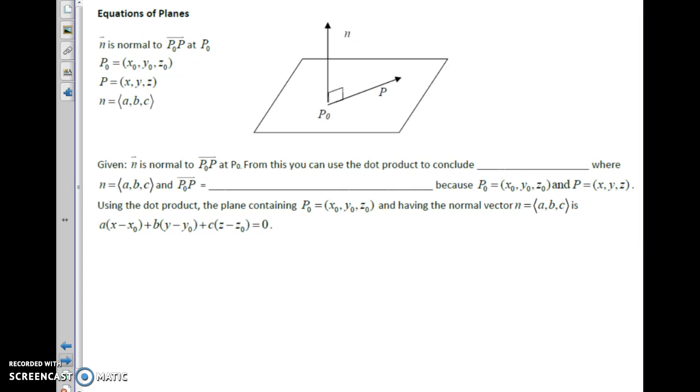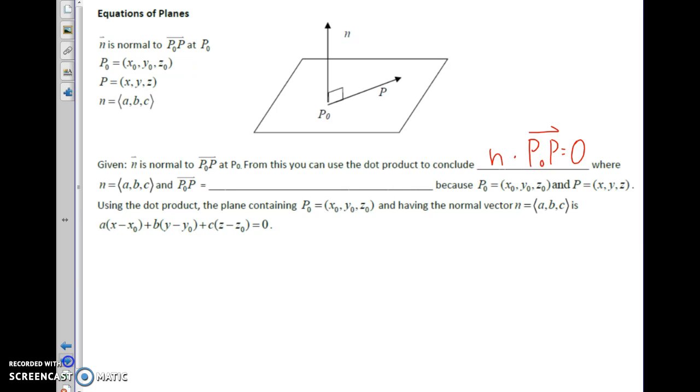We're going to give coordinate points to P naught and P, and then we're going to define the direction of that normal vector in component form. Since we have said that it is normal, we know that if I take the dot product between the normal vector and the vector going through the two points in the plane, that dot product would be equal to 0.